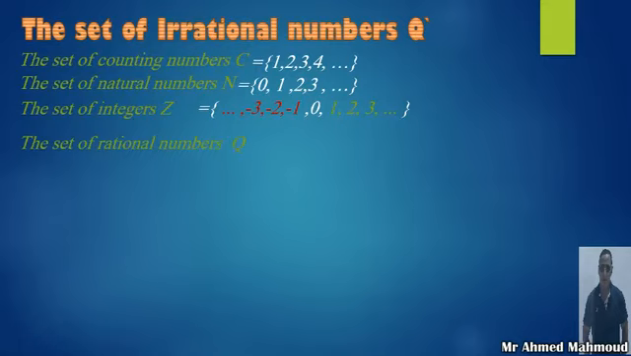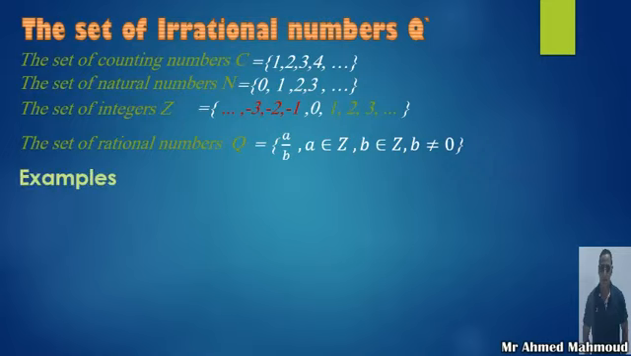Okay, the set of rational numbers Q is the set of any numbers that can be written in fractional form in which the numerator and the denominator are integers, like this. It's written as a over b. A is the numerator, which belongs to Z, and this must be an integer. B is the denominator, and this must be an integer, but b is not equal to 0, or the denominator doesn't equal 0.